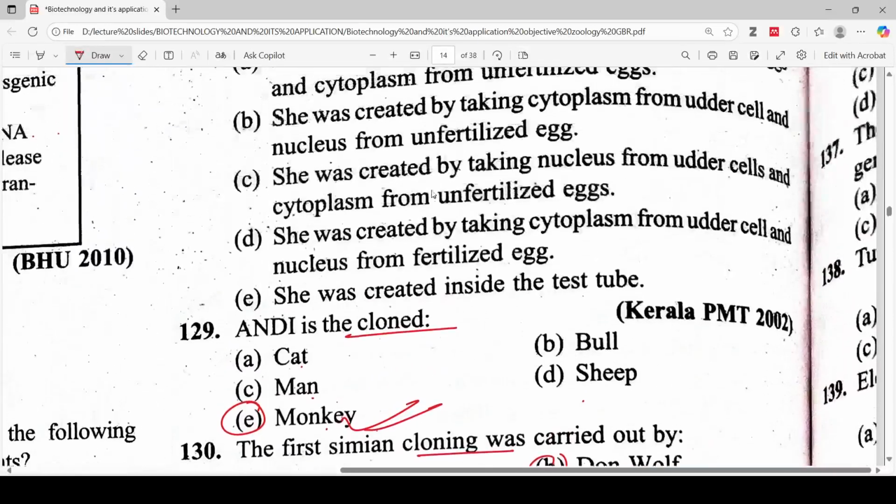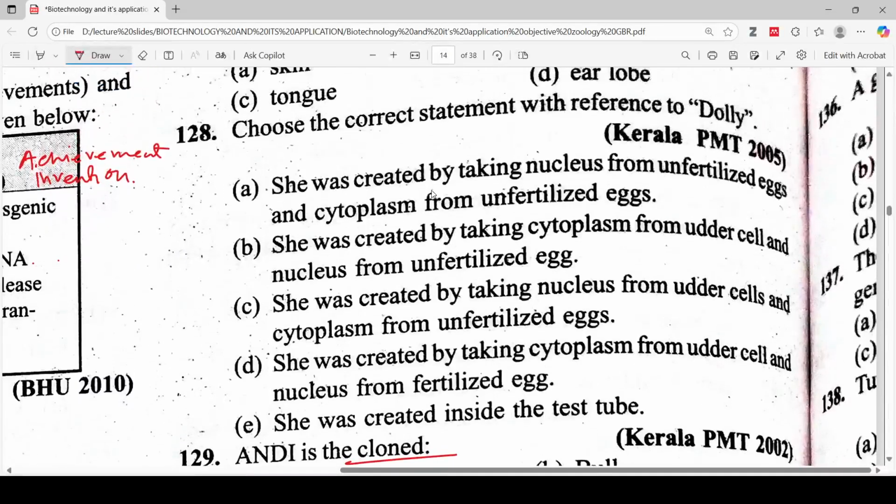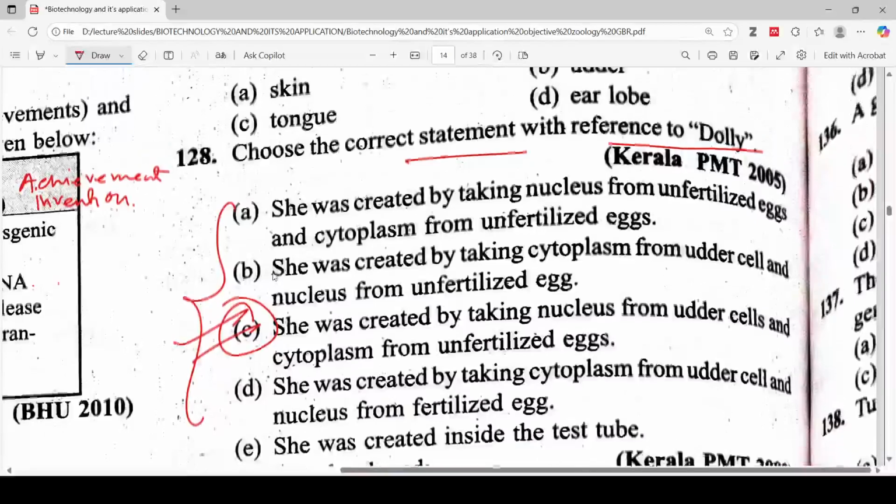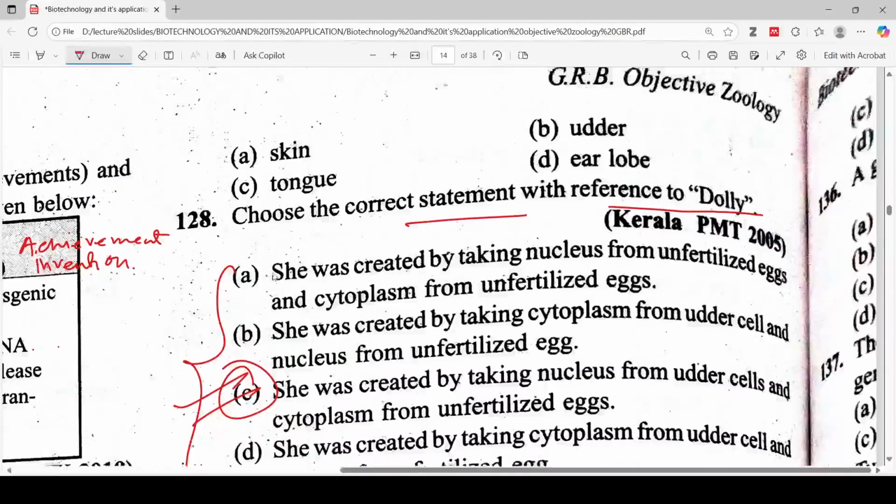Next question. Choose the correct statement with reference to Dolly. She was created by... you read the options, and here I am telling you the correct answer will be option C. Pause the video and read all the options. Next question here.